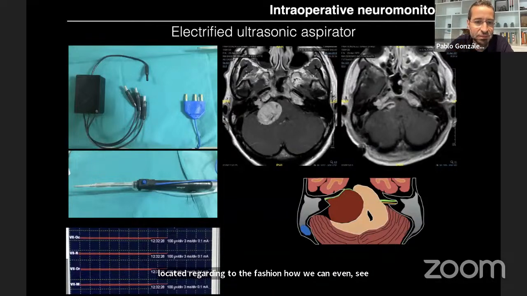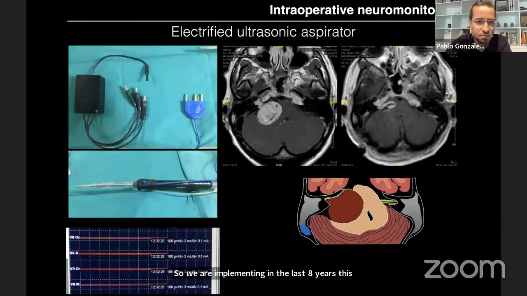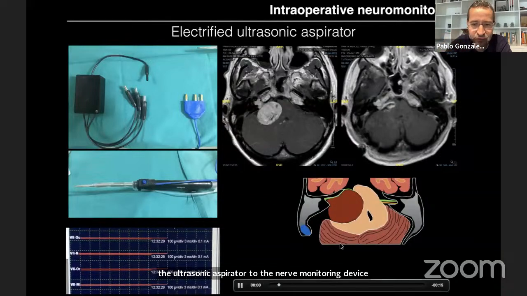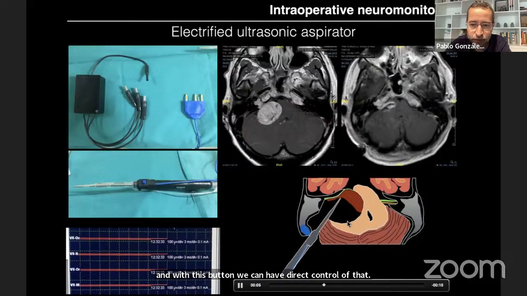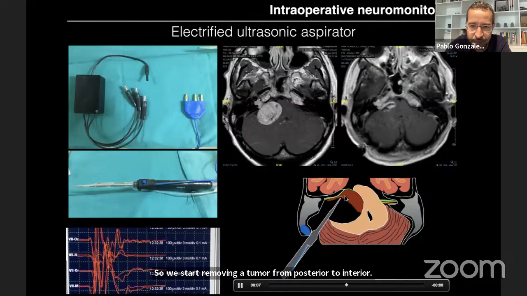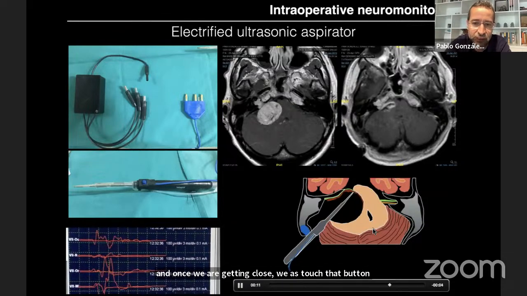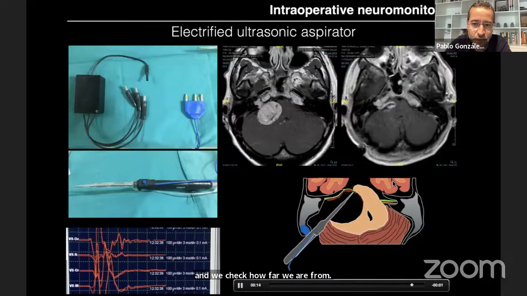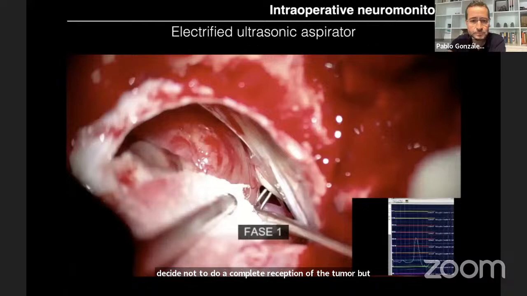So in the last 8 years we have been implementing this electrified ultrasonic aspirator. We just connect the ultrasonic aspirator to the neuromonitoring device, and with this button we can have a direct control of that. We start removing the tumor from posterior to anterior, and once we are getting close, we touch that button and check how far we are from the facial nerve. This is a good technique in those cases in which we decide not to do a complete resection of the tumor, leaving a small layer of tumor on it.